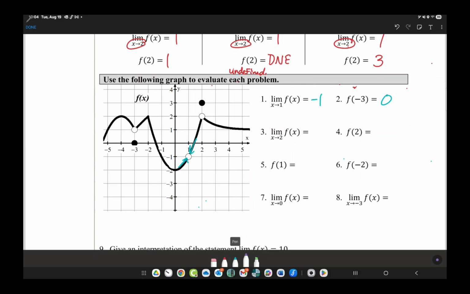The limit as x approaches 2, again from the left and right, gives me 2. The value at 2 would be 3. At 1 is the only one that does not exist. At -2, the value and the limit are the same, so we have 2. The limit approaching 0 would be -2, and the limit approaching -3 would be 1.